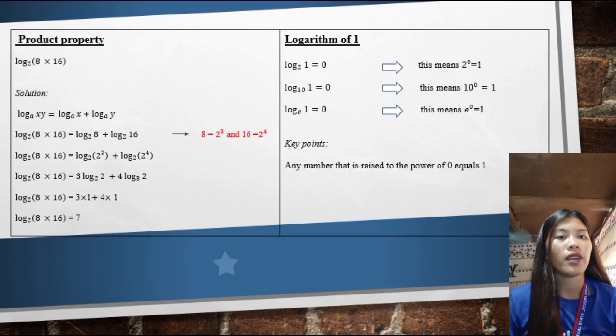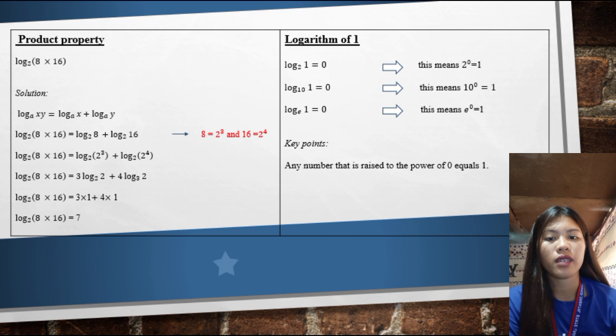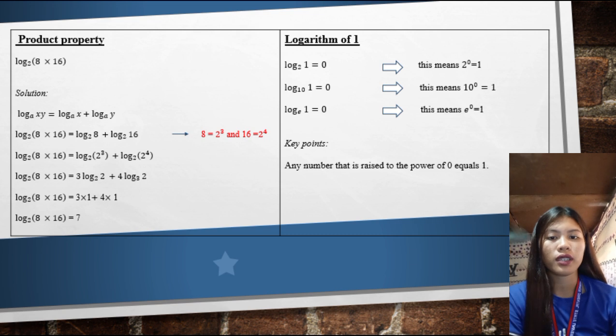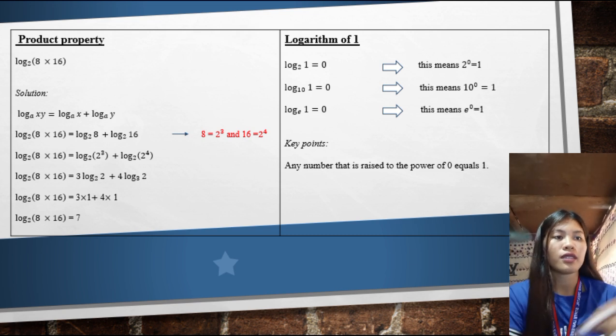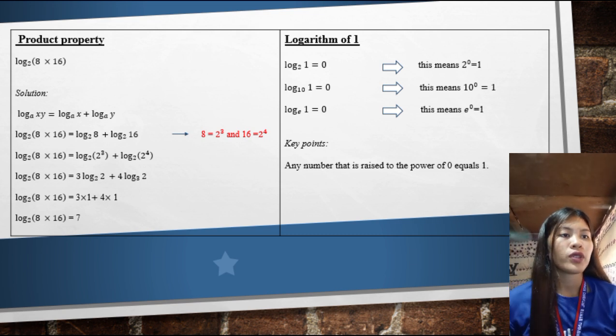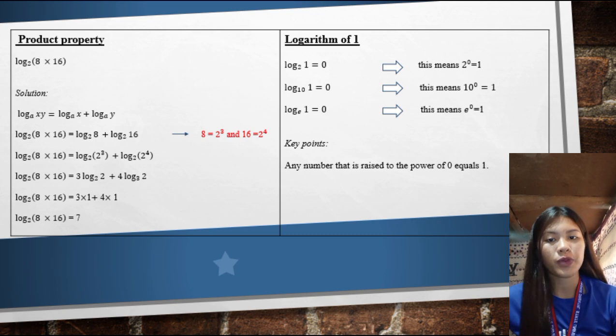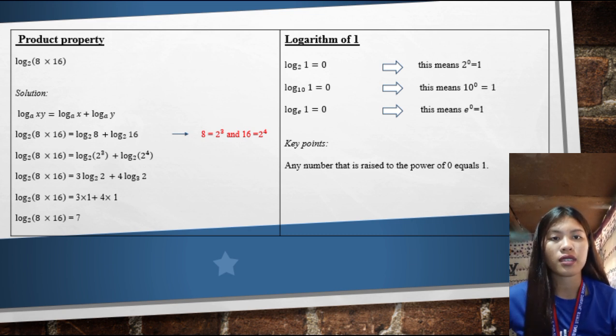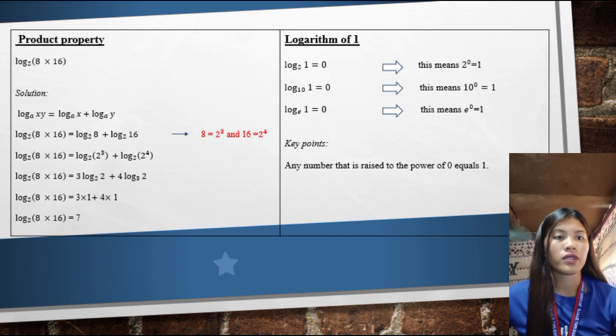And now we have the product property of logarithms that states that log base a of x times y is equal to log base a of x plus log base a of y. So applying this to the given expression, we have log base 2 of 8 times 16 is equal to log base 2 of 8 plus log base 2 of 16.